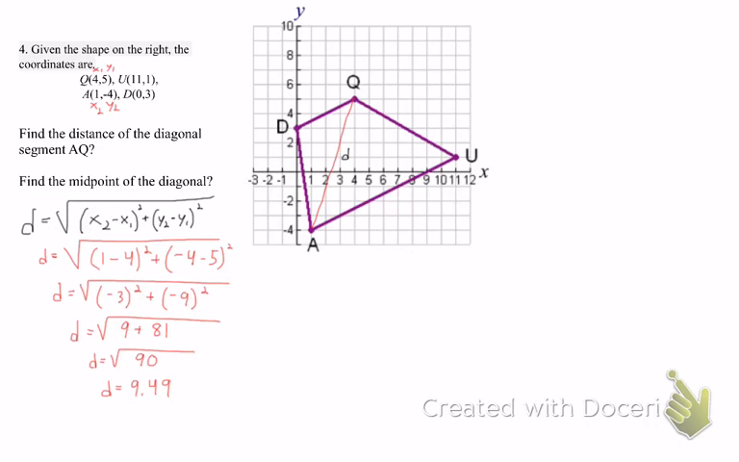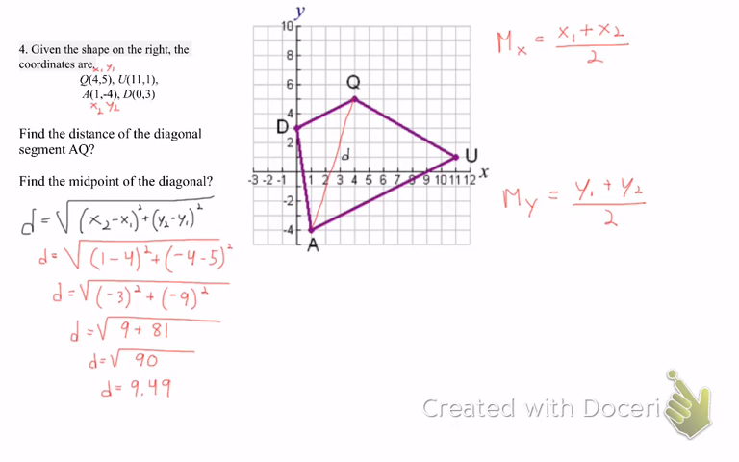Alright, so the second part of the question asks, find the midpoint of the diagonal. So what is the midpoint on that diagonal? Well, we know the two endpoints. So once we know the two endpoints, we can find that midpoint using our midpoint formula. So what is our midpoint formula? The mx, which is our x-coordinate of the midpoint, equals x1 plus x2 divided by 2 and our y coordinate of the midpoint equals y1 plus y2 divided by 2.